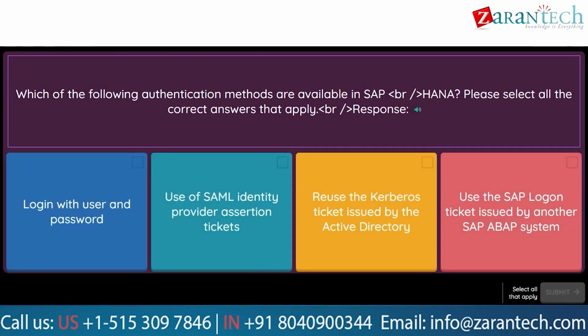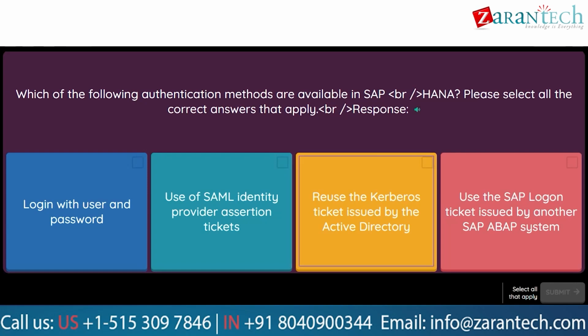Question: Which of the following authentication methods are available in SAP HANA? Please select all the correct answers that apply. Response. Option 1 Login with user and password. Option 2 Use of SAML identity provider assertion tickets. Option 3 Reuse the Kerberos ticket issued by the Active Directory. Option 4 Use the SAP logon ticket issued by another SAP ABAP system.